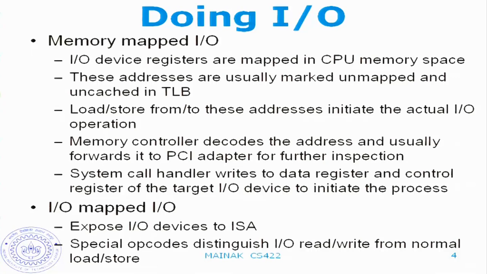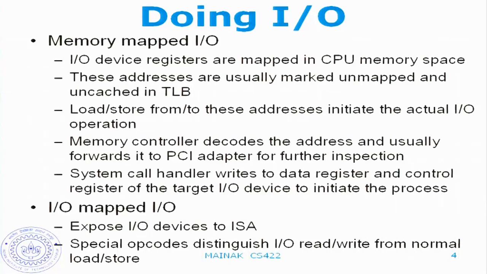So let's see how you actually do IO. There are normally two ways of doing it. One is called memory mapped IO, and the other one is called IO mapped IO. Let's look at memory mapped IO first. IO device registers, in this case, are mapped into CPU memory space. Whenever you talk about, let's say, a printer's command register, that will have an address. You'll be given some memory address, which the CPU can directly address.